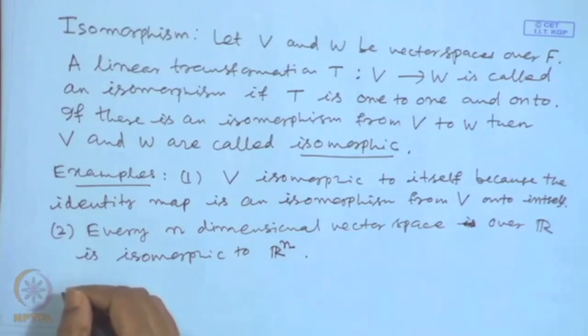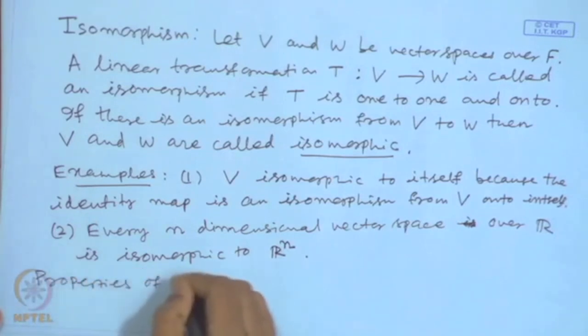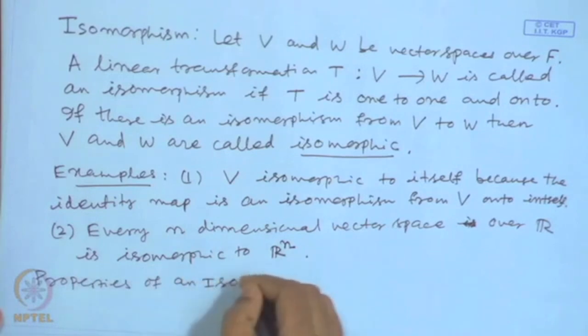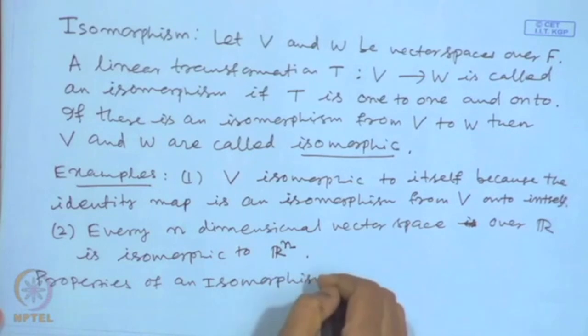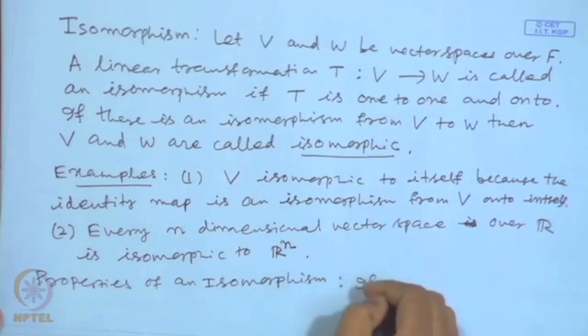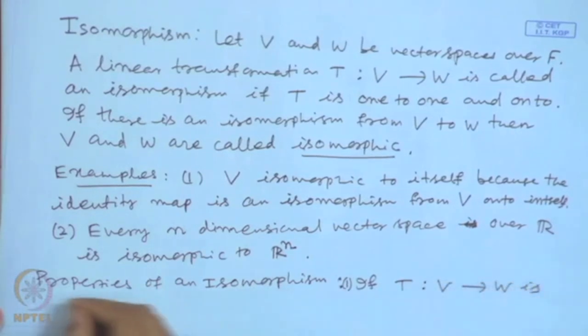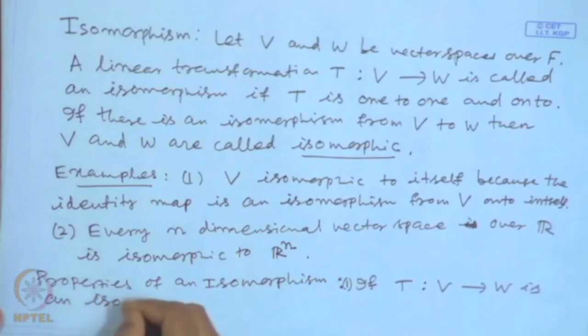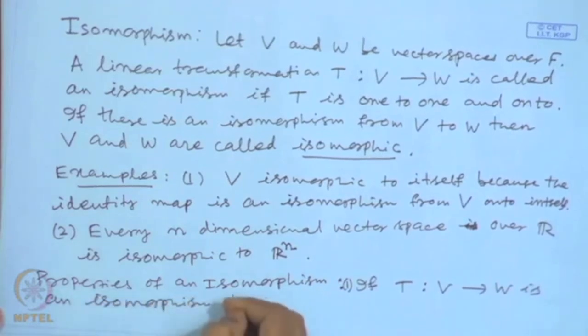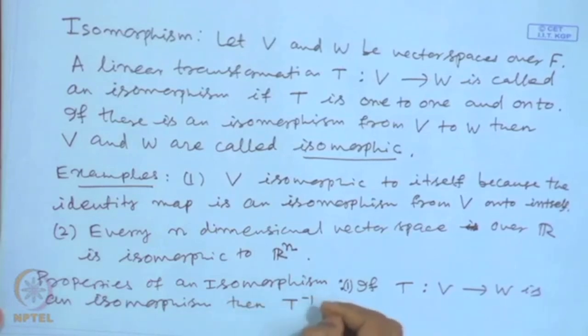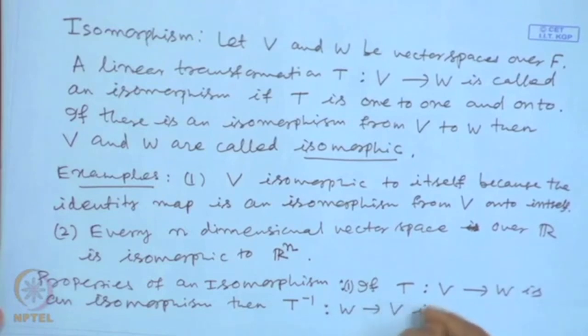Here we will see some properties of an isomorphism. The first property is like this: if T from V to W is an isomorphism, then T inverse from W to V is also an isomorphism.